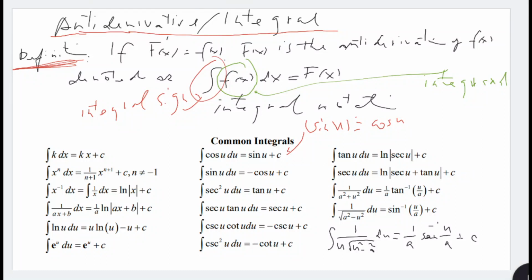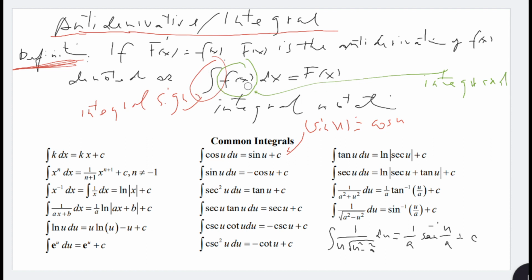In this video, we are learning the antiderivative of a function, also called the integral of a function. So let's first see the definition. If the derivative of a function capital F equals a given function little f, then this capital F of x is called the antiderivative of little f, denoted as this.